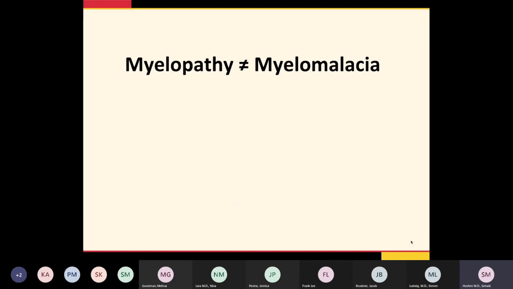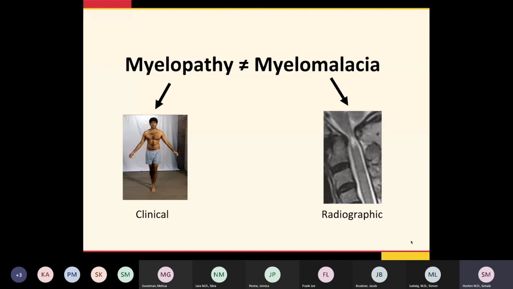So just as an underlying start, myelopathy should not be confused with myelomalacia, which is a radiographic finding. Myelopathy is a clinical manifestation, which is really characterized by the chronic compression in ischemic nature of the spinal cord. And this usually happens with patients over 55 years old. The clinical manifestations are something you will evaluate the patient for, whereas the radiographic finding you may see is myelomalacia, but that is not necessarily always the case.